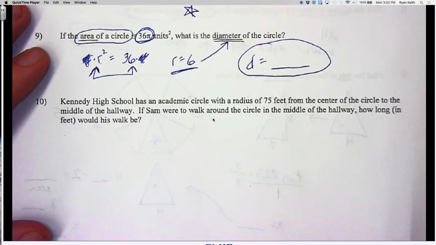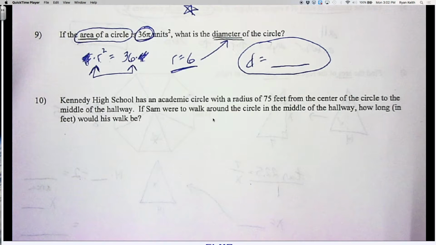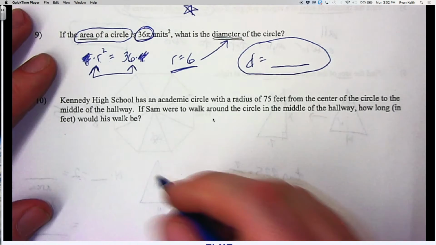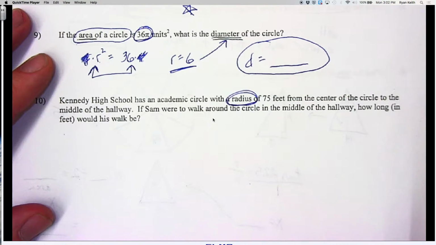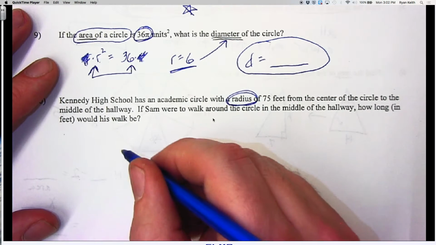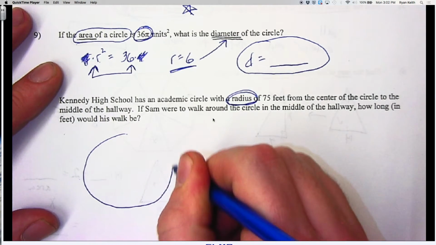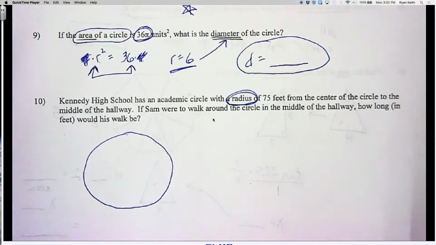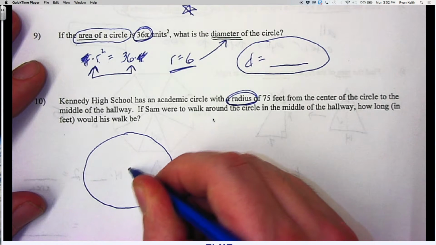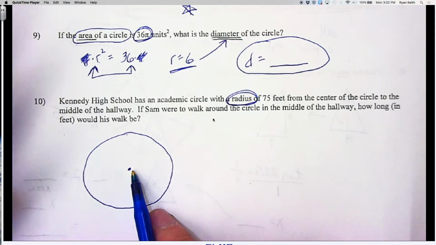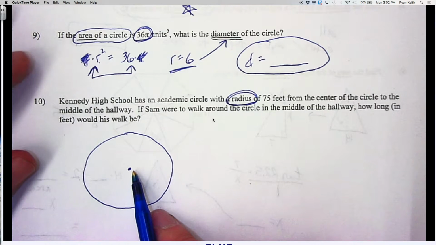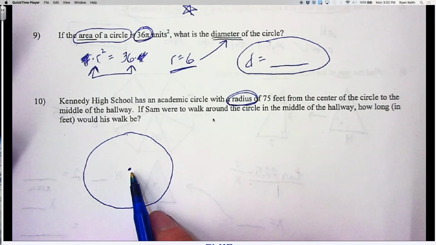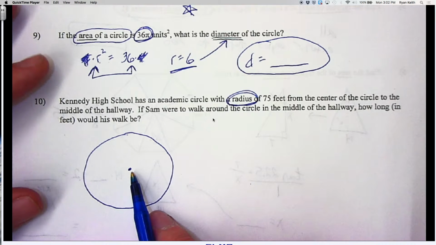Number 10. Kennedy High School has an academic circle with a radius of 75 feet. Radius from the center of the circle to the middle of the hallway. This question wasn't meant to confuse anybody. Some of you didn't like the middle of the hallway in the question. All that means is, here's the center of the circle, the circle of our school, which would be in that empty space in the middle of the circle that no one ever goes to. You can see it from the inside circle rooms, right?